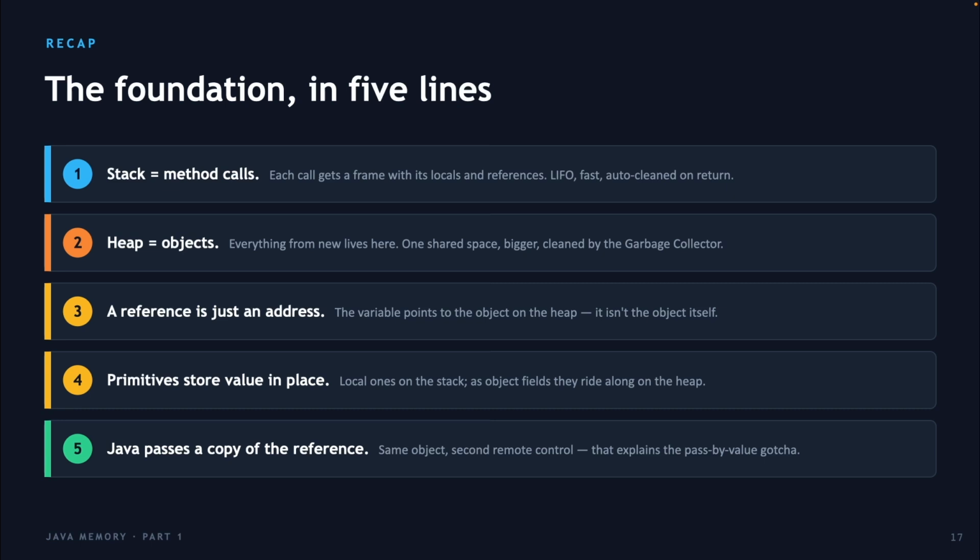Okay, so let's recap what we have seen so far in 5 lines. First, the stack is for method calls. Each call gets a frame with its local references. It's LIFO, last in first out. It is fast and auto cleaned whenever the method returns.